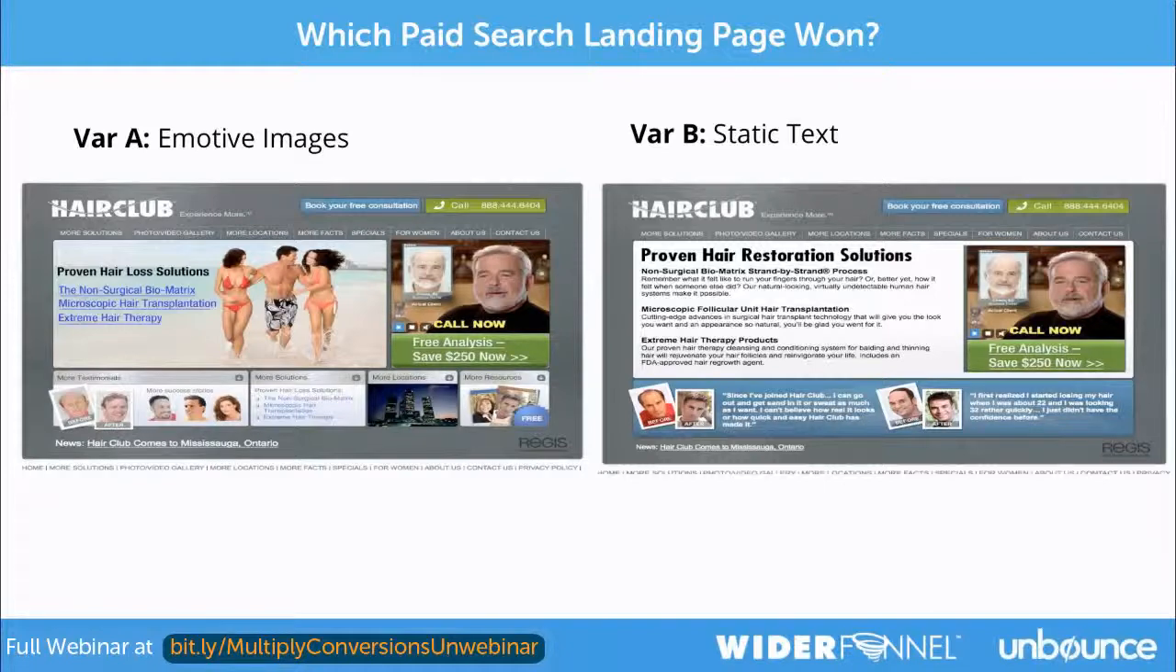So of course the question is which one won. And let's test your skills again. I'm going to open up a poll and take a look. Go ahead and vote on if you think it was emotive images with the beautiful aspirational scenarios, or variation B with the static text about the feature. So wow, 62% voted for emotive images. So that's a conclusive result.